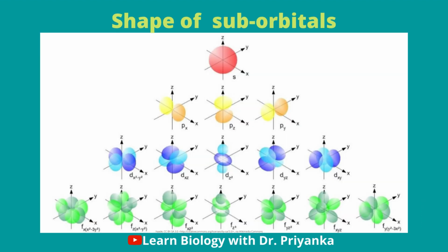The shape of suborbital S is like that. It can be in the X direction, Y direction, or Z direction. Similarly, the shape of suborbital P is like that: Px, Pz, Py. And the D orbital is like that. The F orbital is like that, tetrahedron. Now we come to quantum numbers.